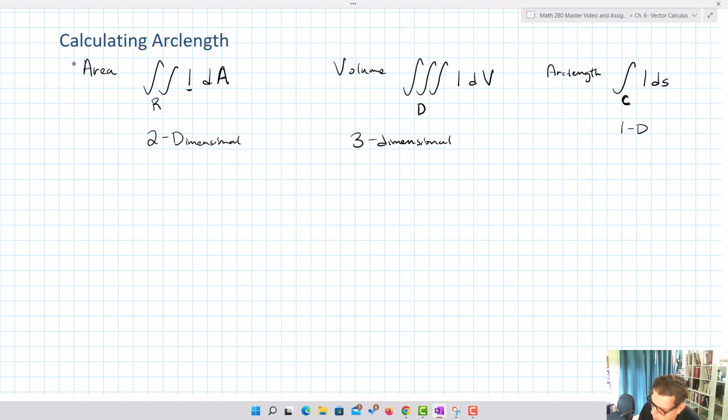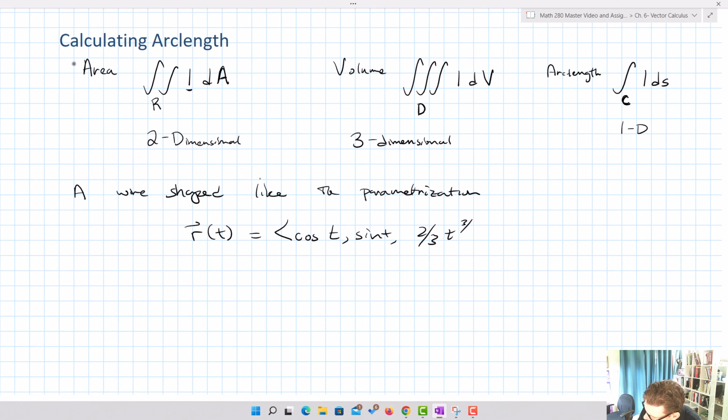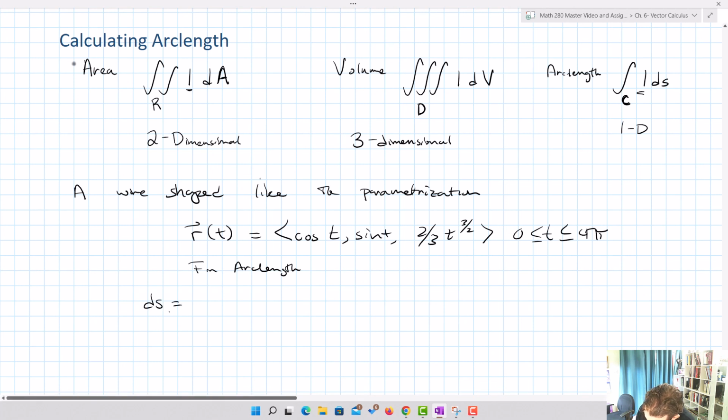So let's say for example, we have a wire, and it's shaped like the parametrization r of t equals cosine t, sine t, 2/3 t to the 3/2, and we're going to take t greater than or equal to 0, less than or equal to 4 pi. All right, we're going to find its arc length. Notice we don't have any function because it's just going to be 1 ds, so we just need to figure out what ds is.